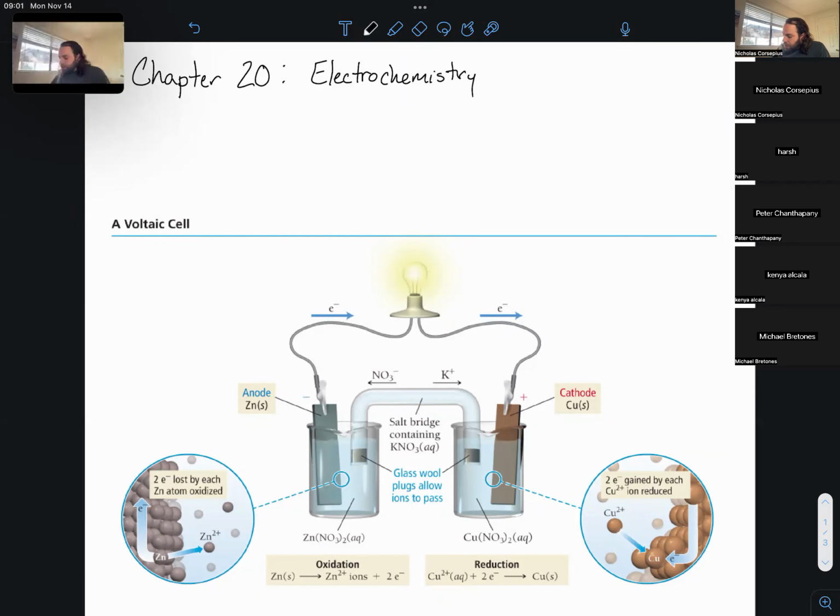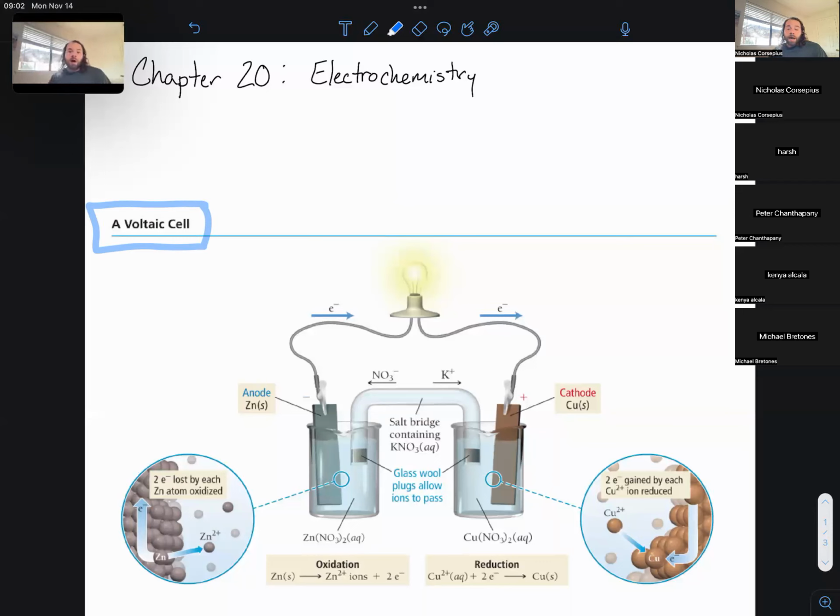All right, so chapter 20 is all about electrochemistry, and we're going to see that this focuses strongly on reactions where electrons are being exchanged, right? Electrochemistry, electrons. Eventually, we're going to build up to where we can look at this diagram of a voltaic cell, also called a battery, and understand exactly what's going on here, right?